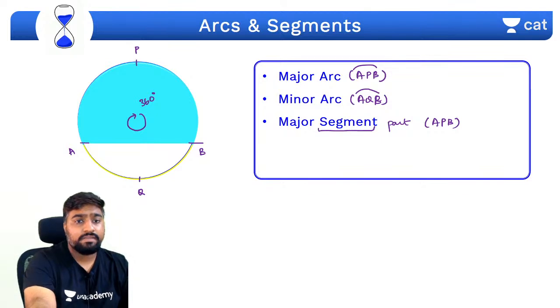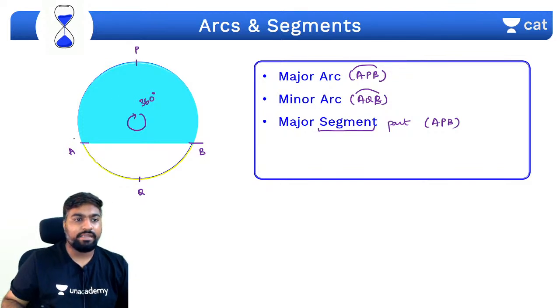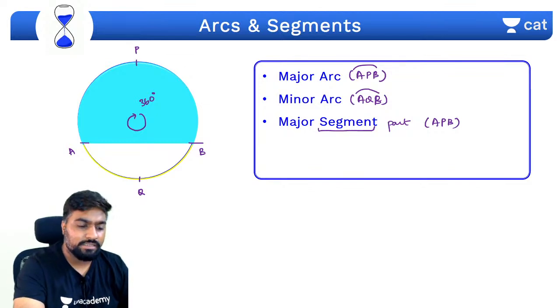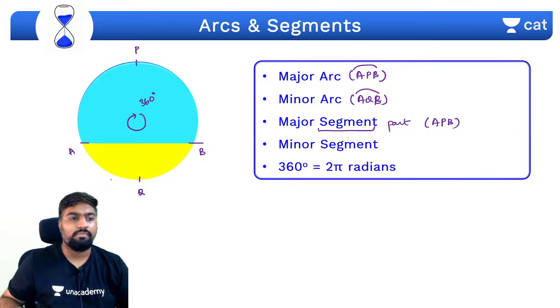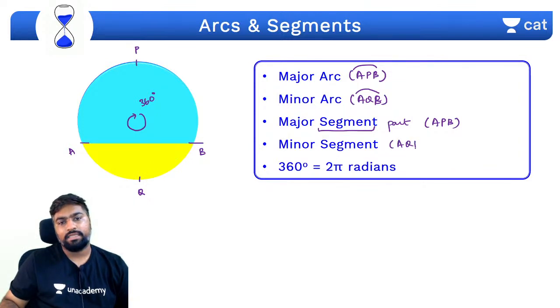Yeah, Rani, this is the first lecture. This is called the major segment. APB will be called the major segment, and whatever corresponds to the minor arc will be called the minor segment. So AQB becomes the minor segment. Got it? Any confusions here?